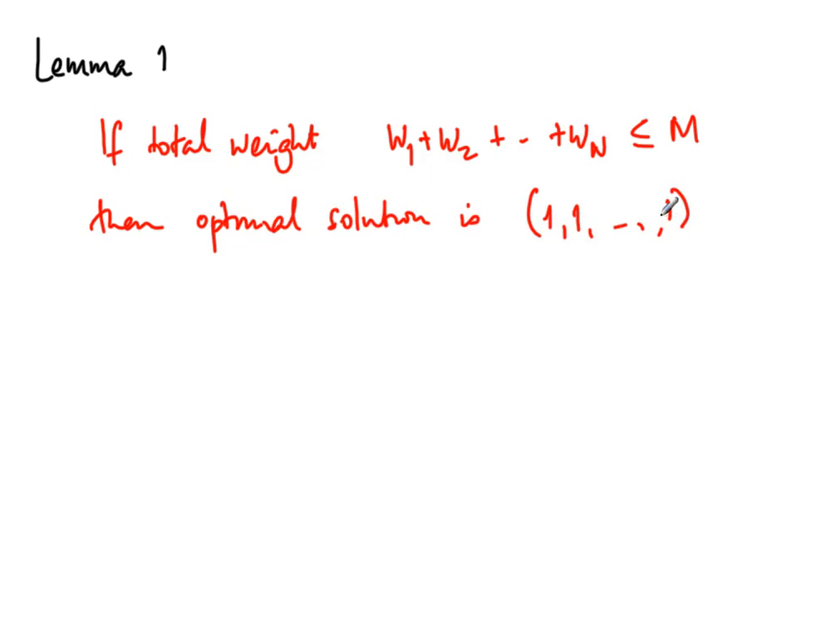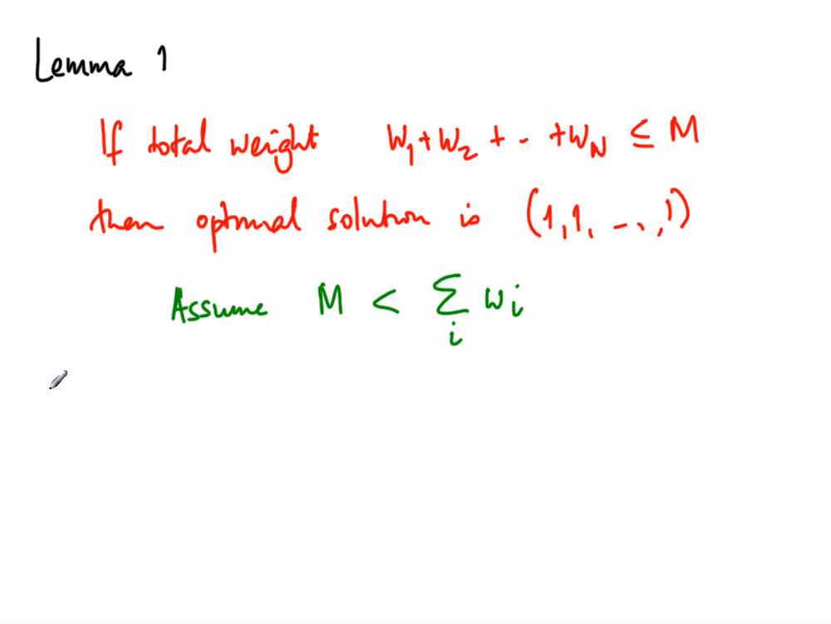That is, I pick everything and take it because that's the best way to maximize the value, and I have no capacity problem. So we will therefore assume that this is not the case. We'll assume that m is smaller than the summation of all the wi's. If m is bigger than or equal to the summation of wi's, we have no problem to solve and we don't need to worry about it now.